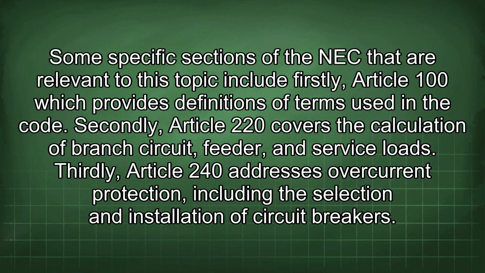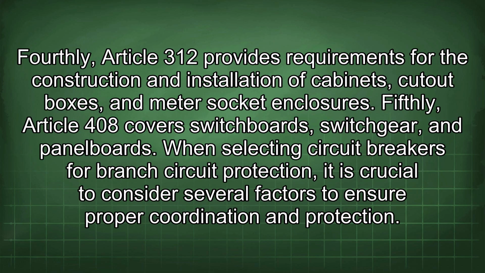Some specific sections of the NEC that are relevant to this topic include, firstly, Article 100, which provides definitions of terms used in the code. Secondly, Article 220 covers the calculation of branch circuit, feeder, and service loads. Thirdly, Article 240 addresses overcurrent protection, including the selection and installation of circuit breakers. Fourthly, Article 312 provides requirements for the construction and installation of cabinets, cutout boxes, and meter socket enclosures. Fifthly, Article 408 covers switchboards, switchgear, and panel boards.